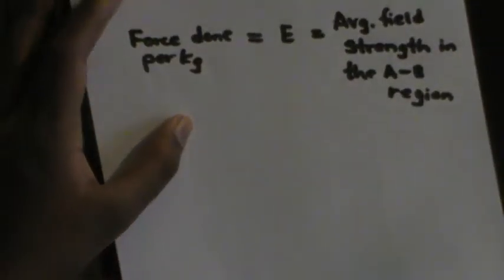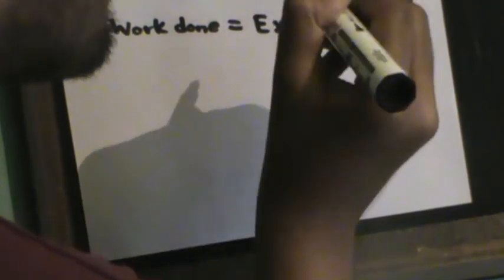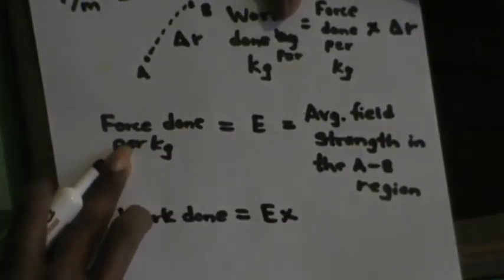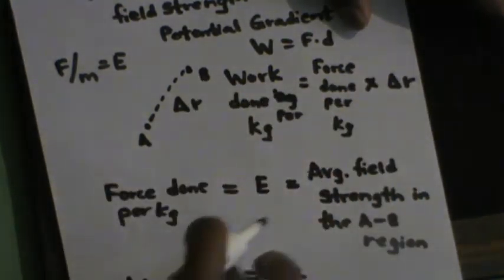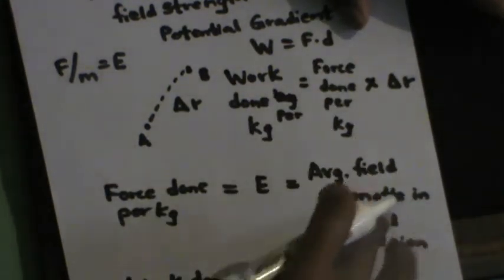So the force done per kilogram is equal to E, the average field strength in the AB region. The work done per kilogram is equal to the force done per kilogram, so you can substitute E in place of the force per kilogram. The work done per kilogram is equal to the average field strength times the displacement delta R. So work done per kilogram is E times delta R, and E times delta R is equal to delta V.